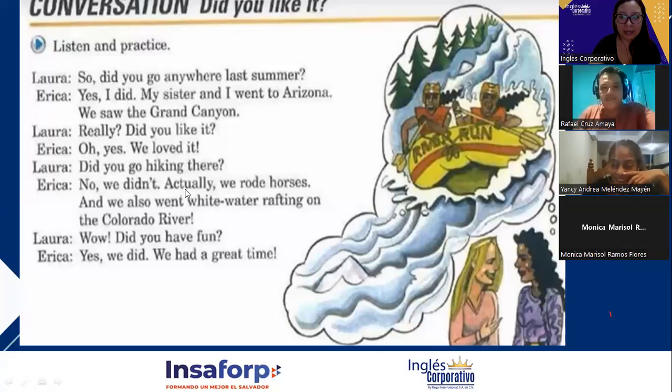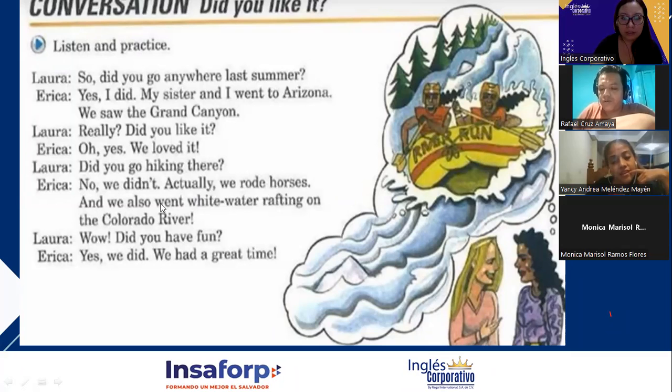Actually quiere decir en realidad. No vayan a pensar que quiere decir actualmente. No. Actually en inglés quiere decir en realidad. El pasado de ride, montar, rode. We rode horses. Montamos a caballo.